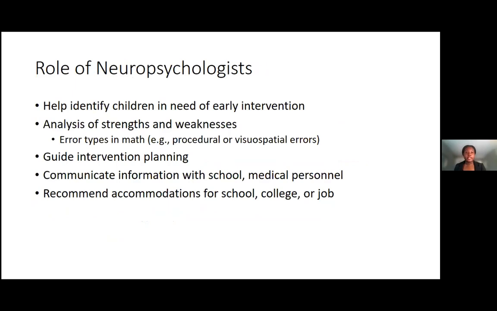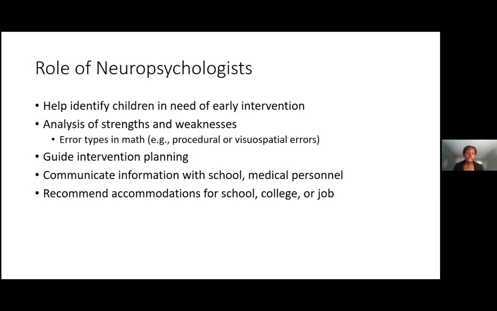All right, so in the final minutes here, I just want to highlight, thinking as a neuropsychologist, what are some of the things that are in my mind when working with families where the child is suspected of having a learning disorder, or has been identified as having a learning disorder. Part of our role is to help identify those children who are indeed in need of early intervention services.